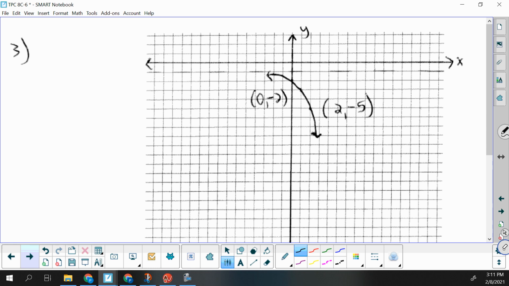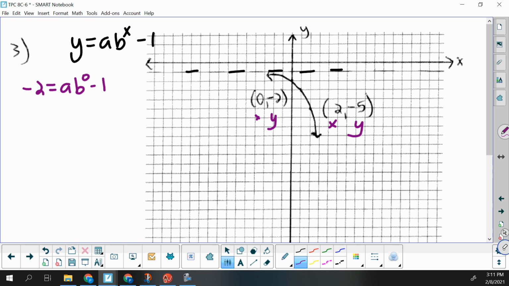Next one, we are leveling off at negative 1. So our base equation is going to be a times b to the x minus 1 on the end. We'll fill in our x's and y's. So we're going to have negative 2 equals a times b to the 0 minus 1. And we'll have negative 5 equals a times b to the second minus 1. Do your adding or subtracting first, so we're going to add the ones over. And we'll get negative 2 equals a times b to the 0. And we'll get negative 4 equals a times b to the second.